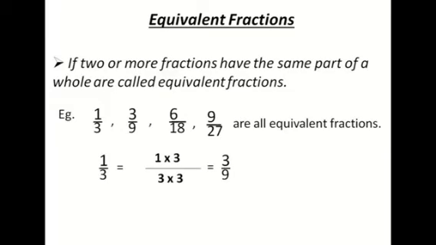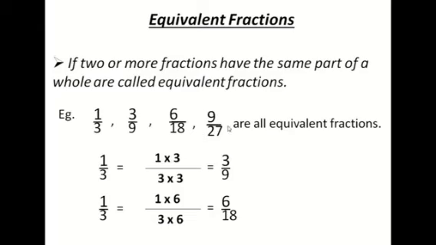If we multiply 1 by 3, meaning the numerator and the denominator, by 6, we get a new fraction, that is 6 by 18. So 1 by 3 or 6 by 18, they are representing the same value of the whole. That's why they are equivalent fractions.